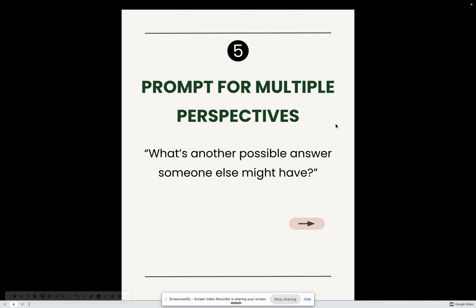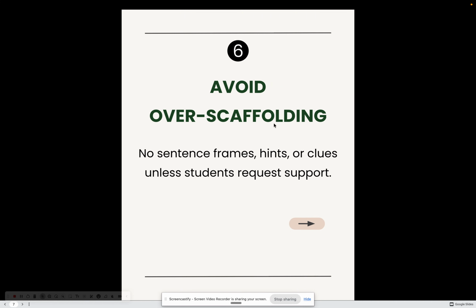Having multiple perspectives can really support students by not having one correct answer. We're asking for alternative viewpoints to promote that flexible thinking. We also want to avoid over-scaffolding. We want to make sure that we let the students struggle and have that productive struggle before we offer supports.